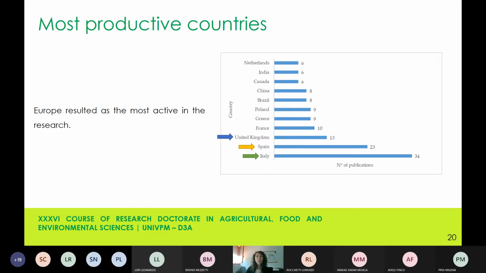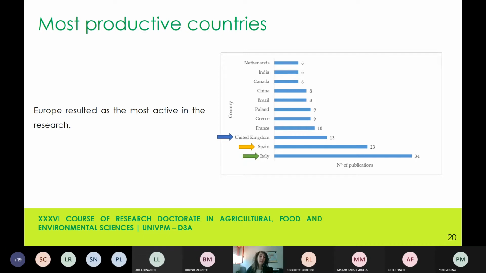In terms of most productive countries, Europe is on the top of the list. In particular, Italy, Spain, and the United Kingdom occupy respectively the first, second, and third position of the chart. This is not surprising, because the concept of circular economy was born in Europe, in particular in the United Kingdom, at the end of the 1960s.